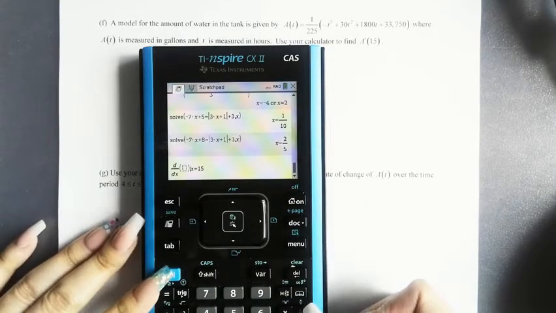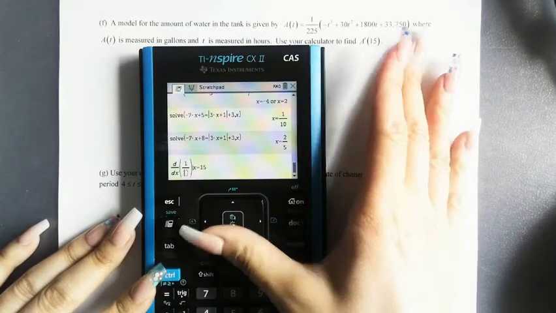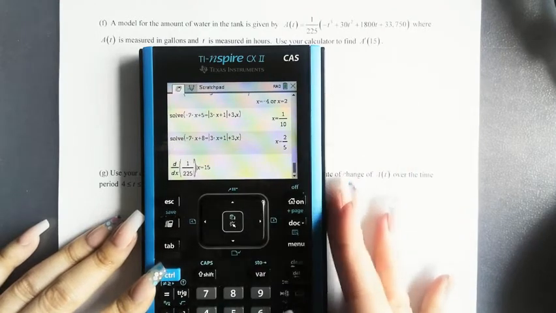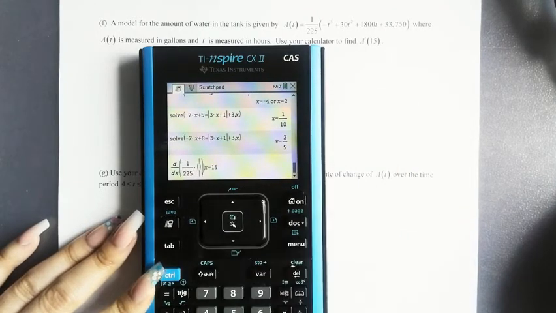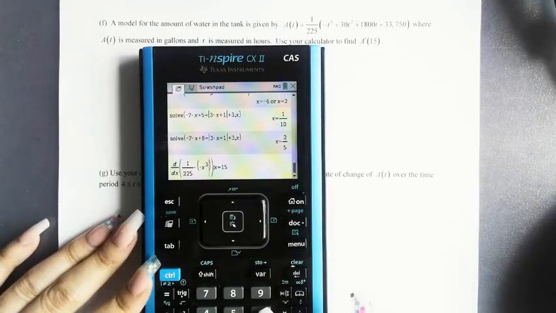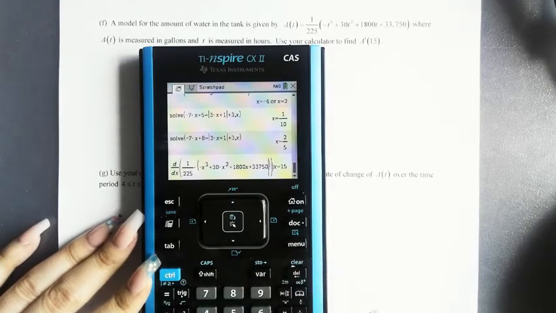Surprise, surprise, you're going to plug all that into your calculator. So you have 1 divided by 225, and then I would do parentheses there to be more specific. I always use x's instead of whatever variable they give me to keep it consistent with myself. So you have plus 30 times x squared, then plus 108, and I'm doing it slowly so you can see what's going on, plus 33,750.